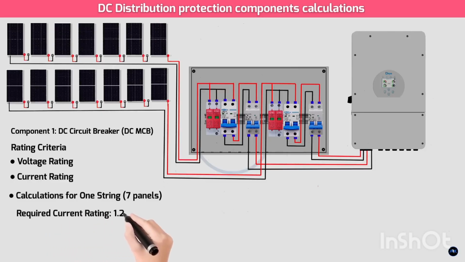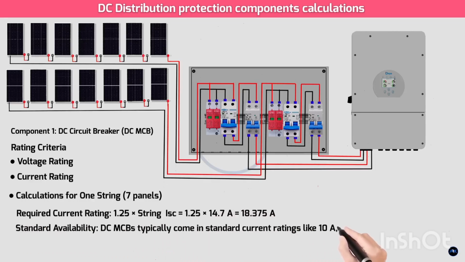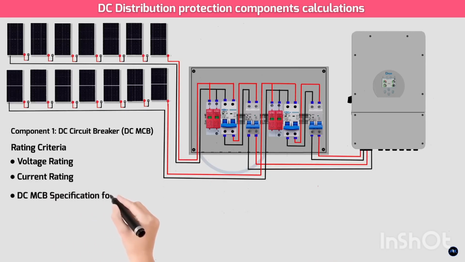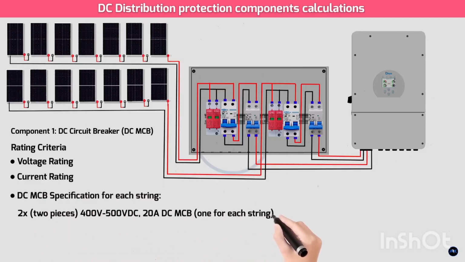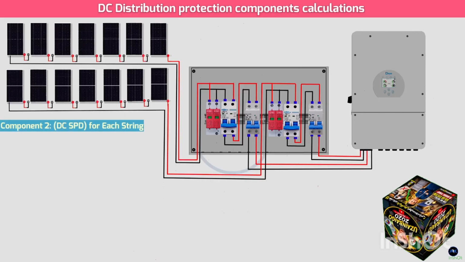Required current rating: 1.25 times string ISC, 1.25 × 14.7A equals 18.375 amperes. Standard availability: DCMCBs typically come in standard current ratings like 10A, 16A, 20A, 25A, 32A. Selection: a 20A DCMCB would be the correct choice, the next standard rating above 18.375 amps. DCMCB specification for each string: 2 pieces, 400 to 500 VDC, 20 ADC, MCB, 1 for each string.